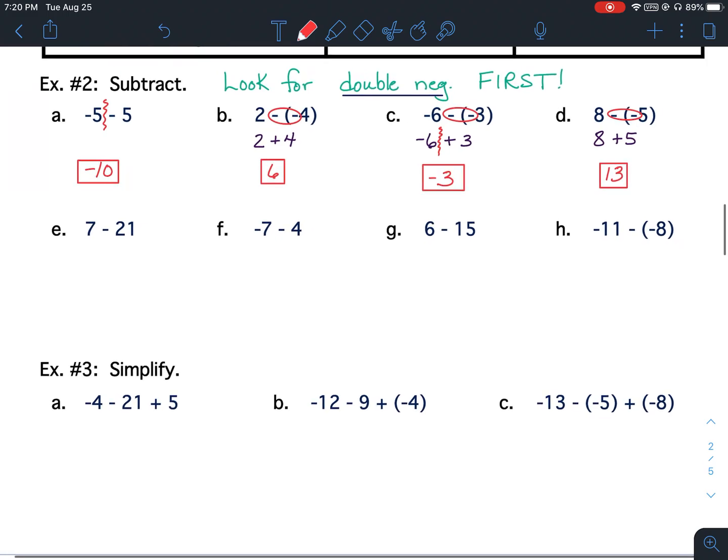Okay, what I would like you to do is pause your video and do E through H on your own. Once you've finished those 4, unpause the video and check the answers.